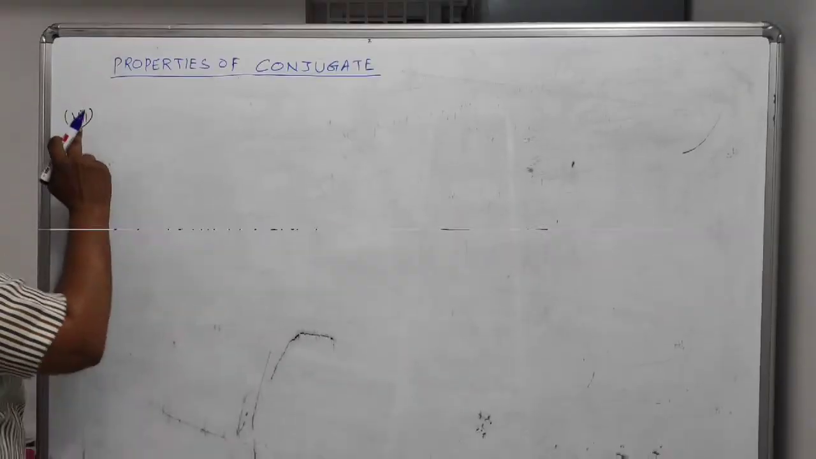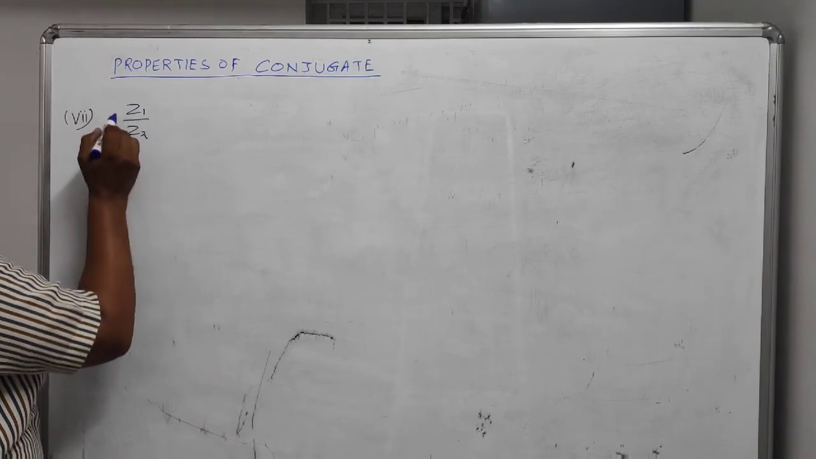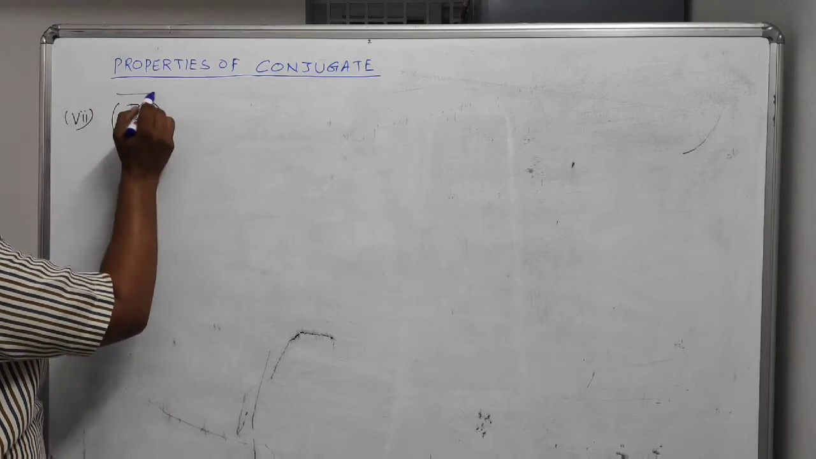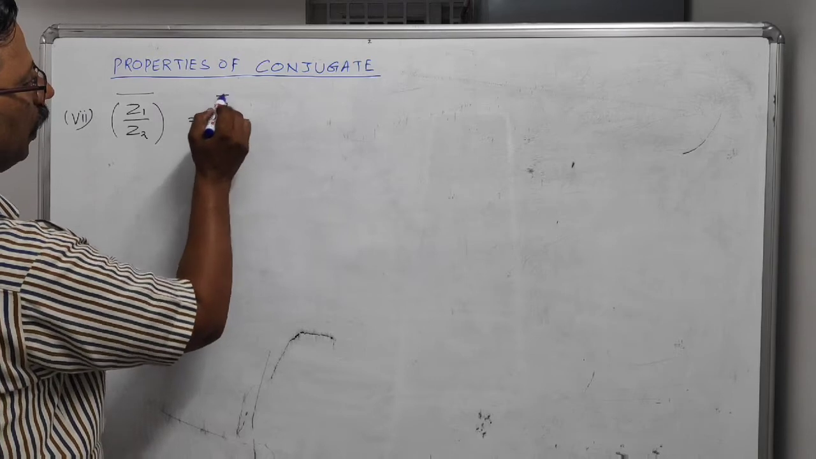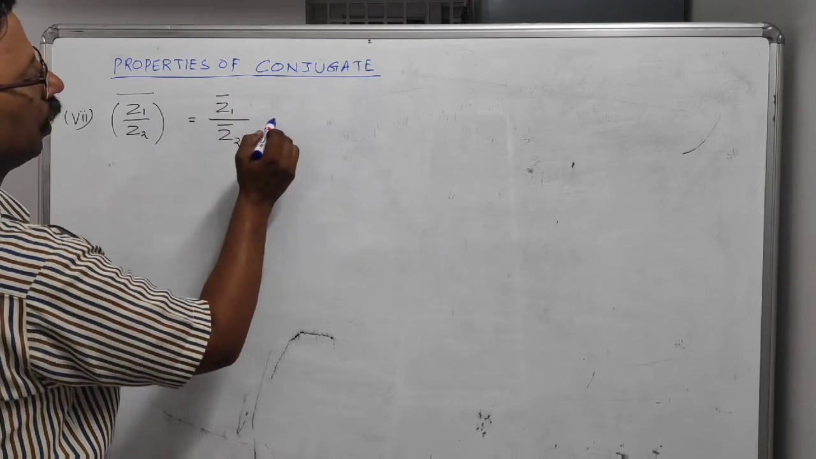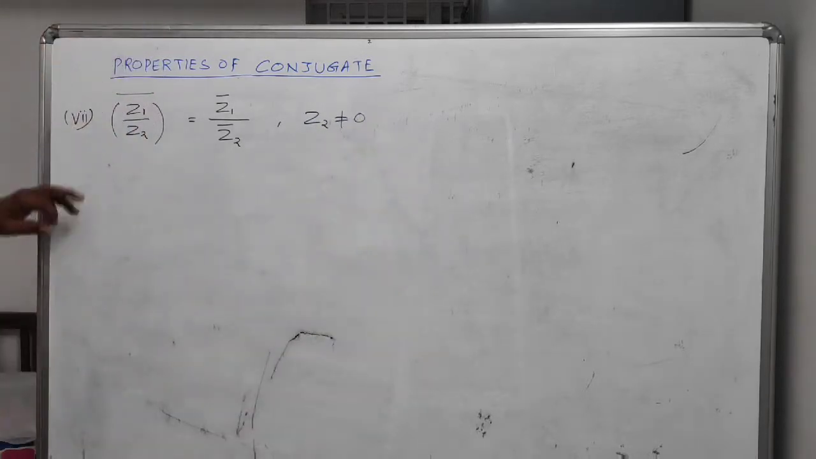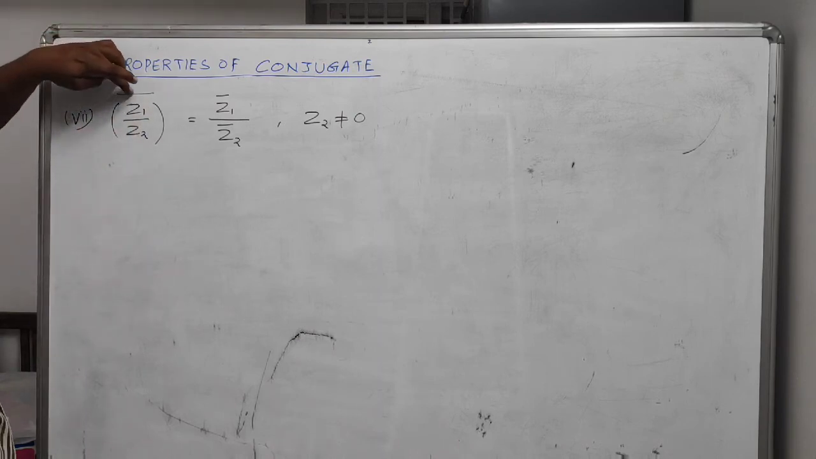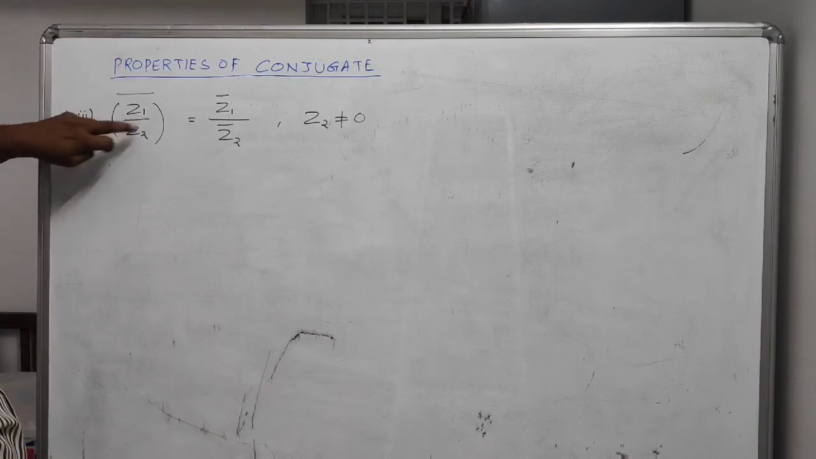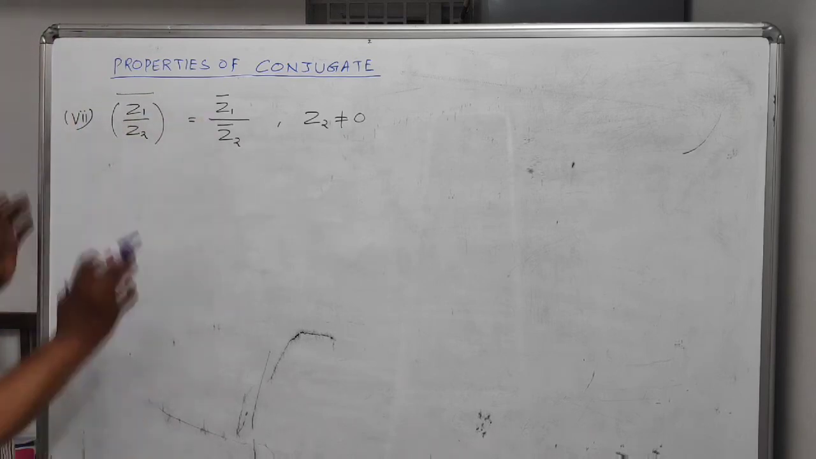Okay, now let us see the quotient Z1 by Z2 whole bar, which is equal to Z1 bar by Z2 bar, provided Z2 is not equal to 0, because the denominator should not be equal to 0. If it is 0, we cannot find this division. Therefore, we can say the conjugate of the quotient of two complex numbers is equal to the quotient of their conjugates. Okay, this proof let us see later.